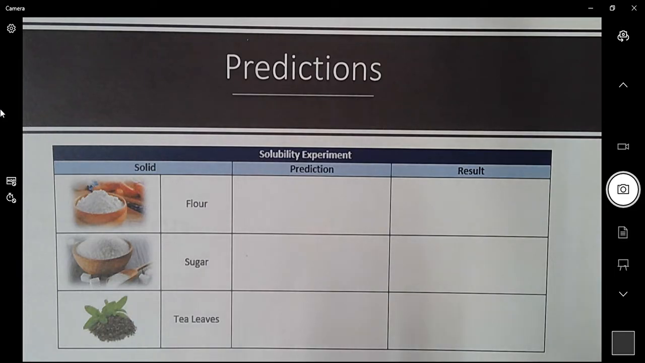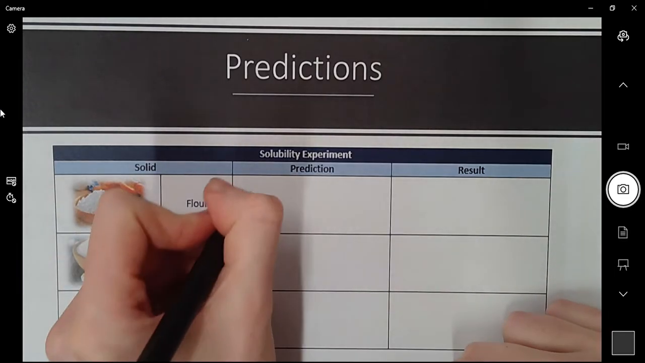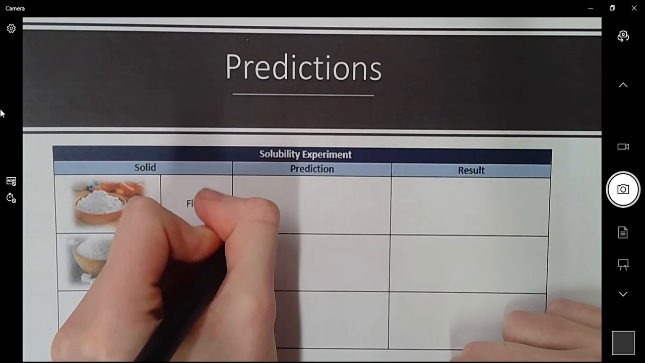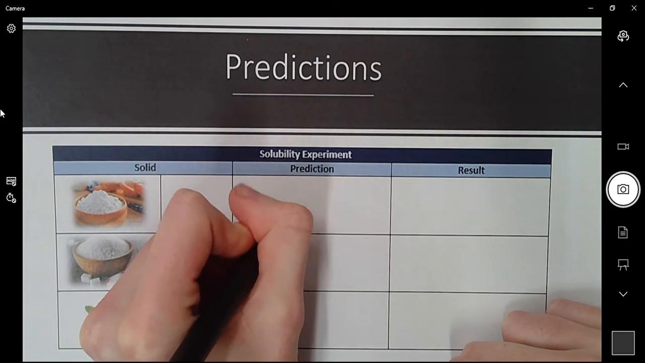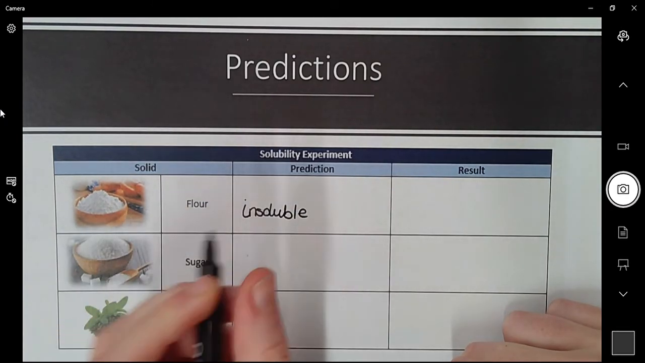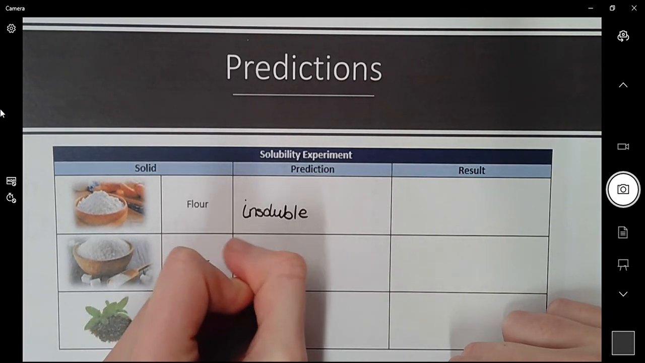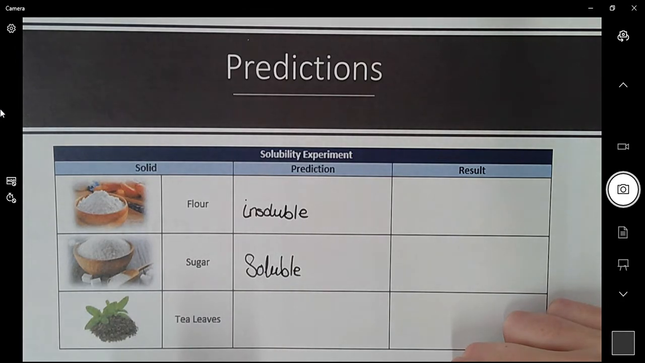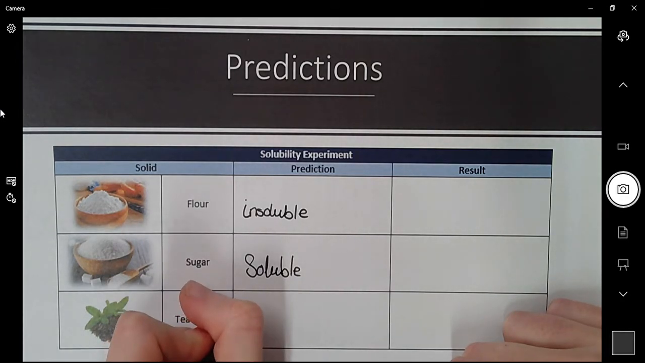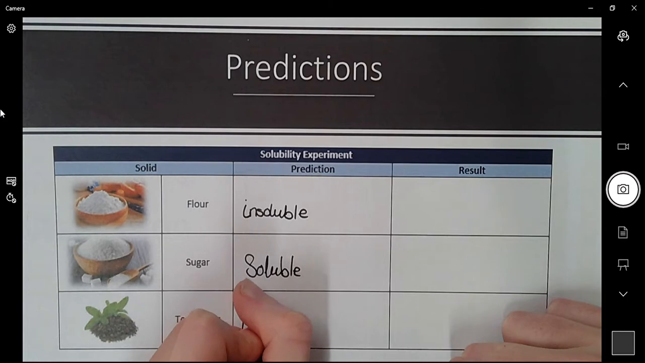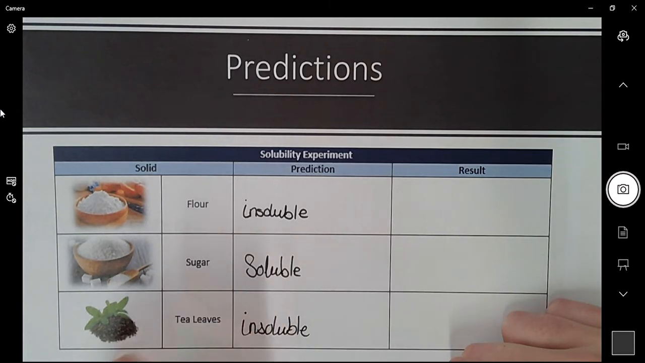So I'm going to write my prediction. I'm going to say the flour will be insoluble. I don't think it will dissolve fully. I'm going to say the sugar will be soluble. And I'll say the tea leaves will be insoluble. We'll see if I'm right at the end.